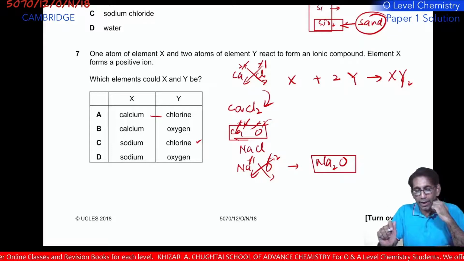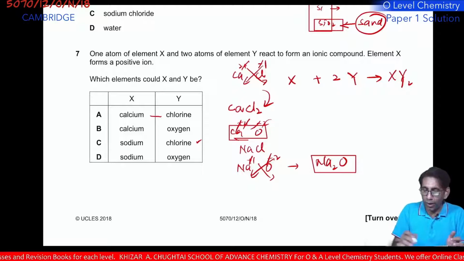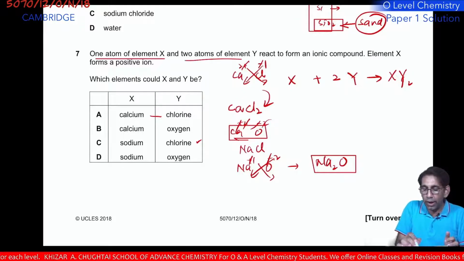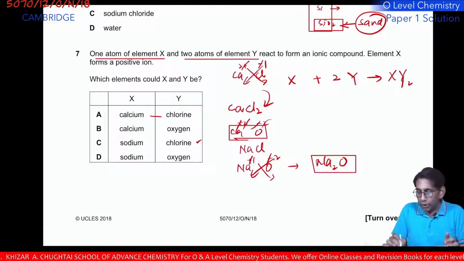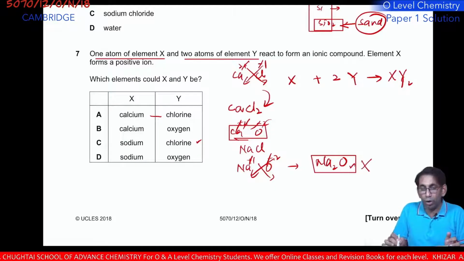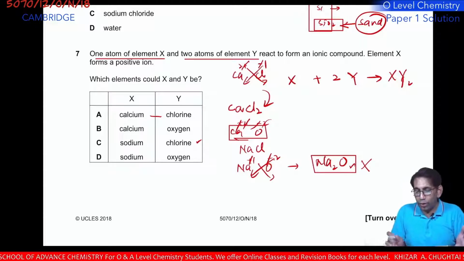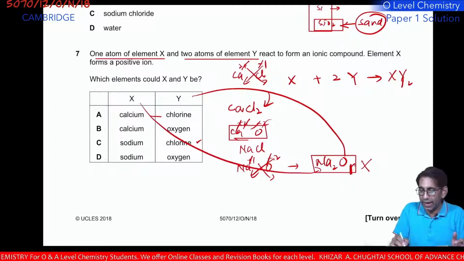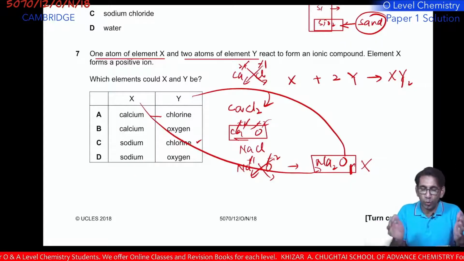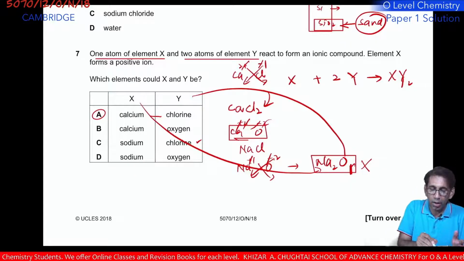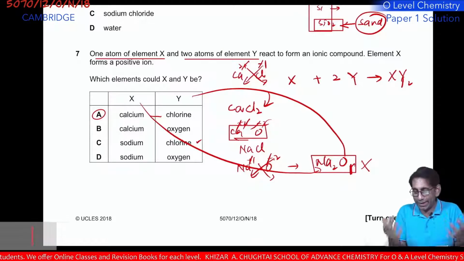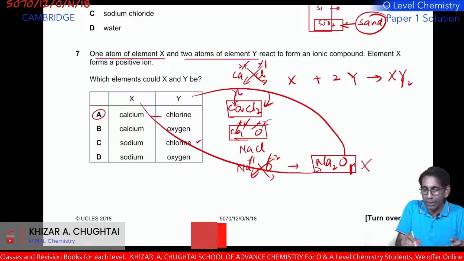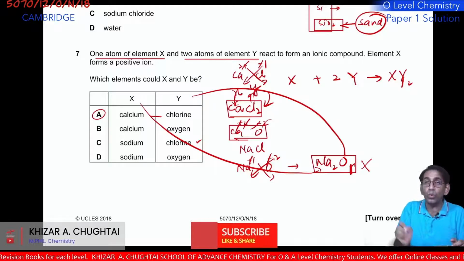So once again, there must be one atom of element X and two atoms of Y. But this one is wrong, because here Y is equal to 1 and X is equal to 2. So once again, the first one is the correct option, CaCl2. In this case, Ca is equal to X and Cl is equal to Y.